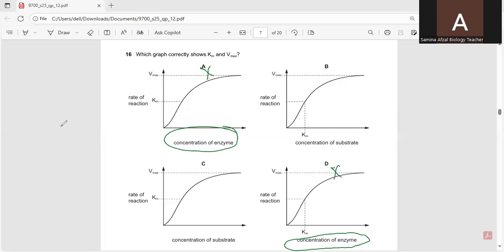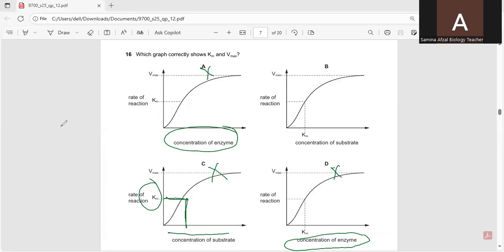Then we go with B and C. Both are showing the concentration of substrate and the rate of reaction. But there is a difference between B and C. In graph C, the Km value is shown on the y-axis, whereas the Km value is a value of the substrate concentration, so it should be on the x-axis, not on the y-axis. So C is not the correct option, whereas B is the correct option.